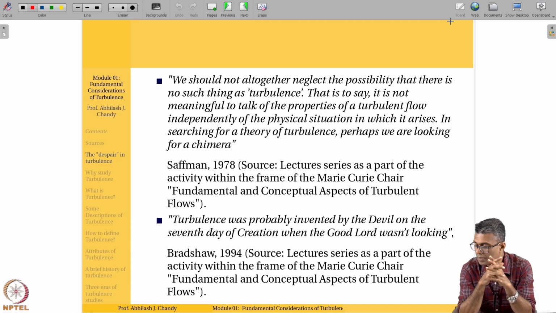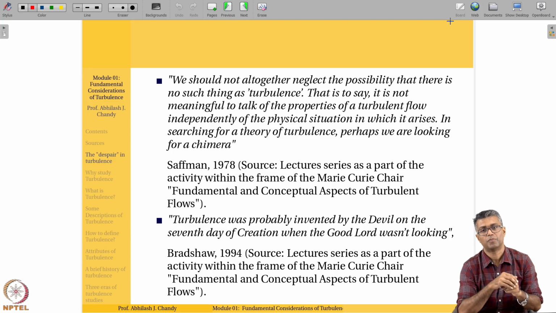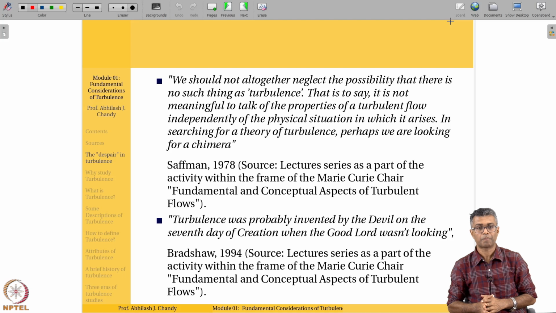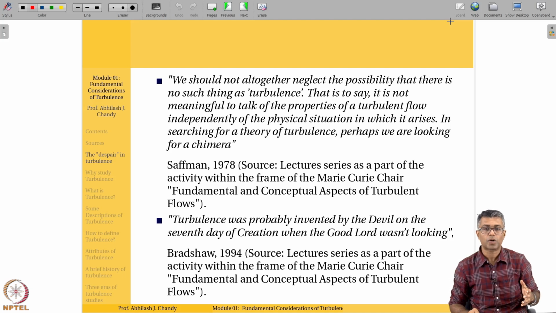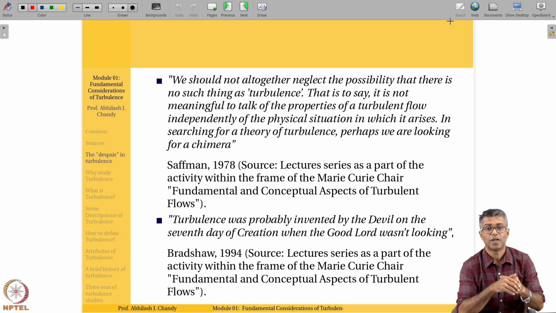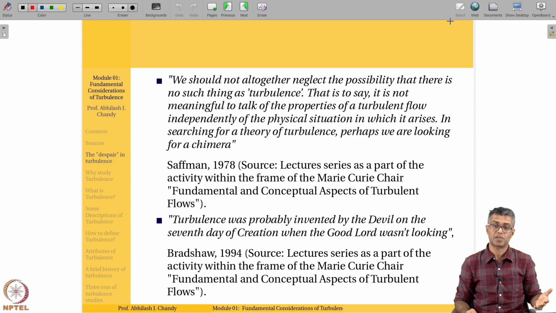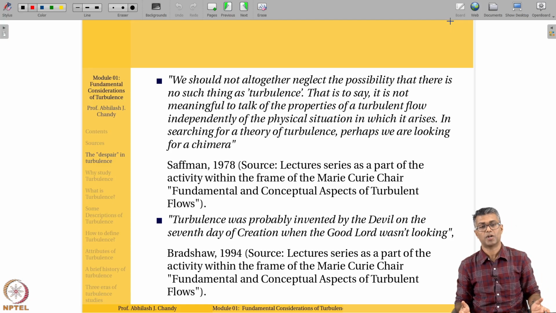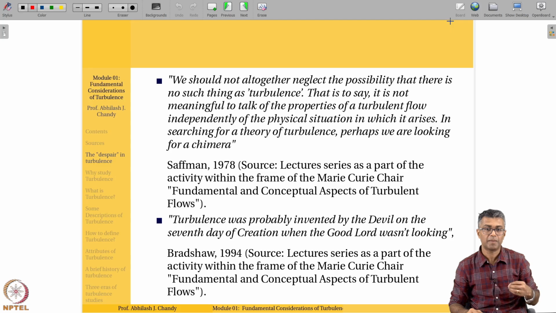Another one is by Saffman. Saffman was a mathematician at Caltech, and he was a PhD student of Batchelor, who again wrote seminal books on fluid mechanics and turbulence. Saffman said, we should not altogether neglect the possibility that there is no such thing as turbulence. That is to say, it is not meaningful to talk about the properties of a turbulent flow independently of the physical situation in which it arises. In searching for a theory of turbulence, perhaps we are looking for a chimera. Chimera is a mythological figure. He almost went to the extent of saying that turbulence might not even exist because we cannot understand it. So turbulence may not exist. What we see is merely a myth. Obviously that was in jest, but it was him expressing the despair in turbulence again.